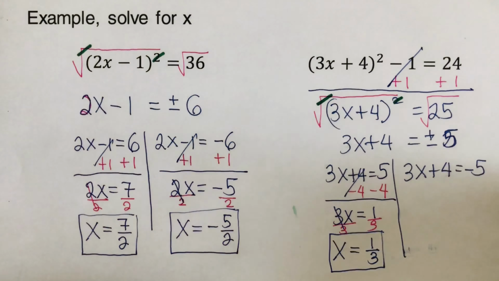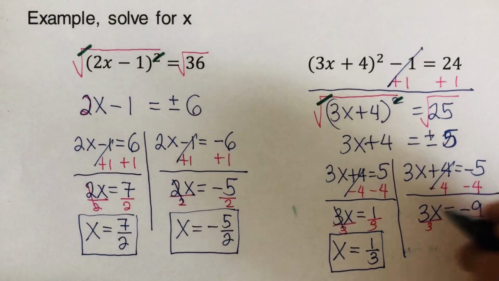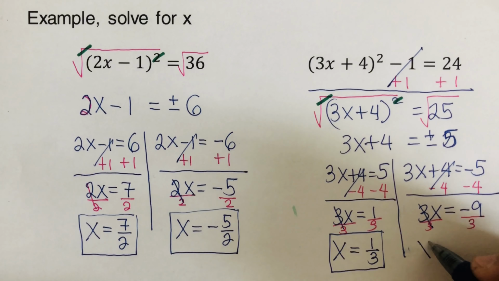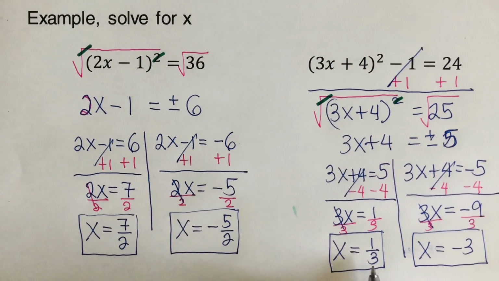And then on the other side, we do the same thing. That would be a minus 4 and minus 4. So we are left with 3x is equal to negative 9. And we divide both sides by 3. I divide this by 3. So then we cross the 3 out. So x is equal to negative 3. Did you get 1/3 and negative 3 as your x?